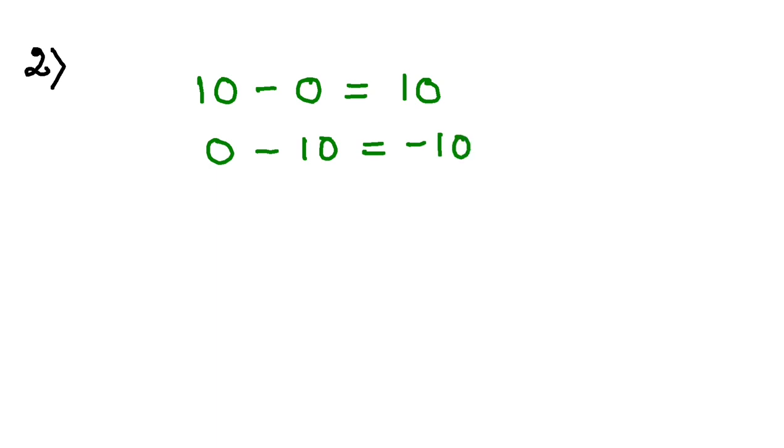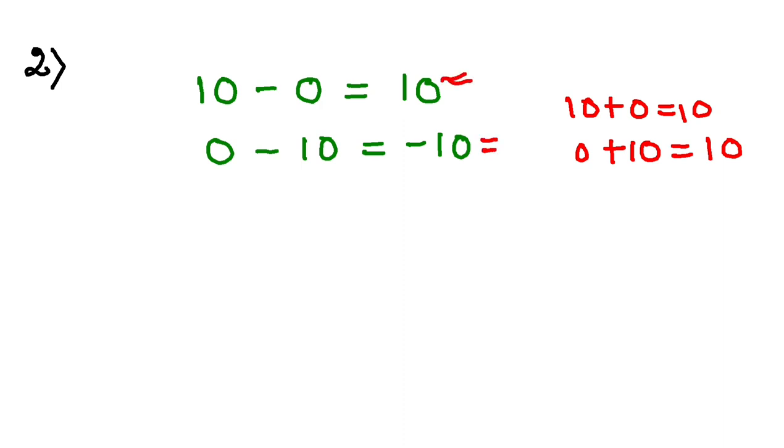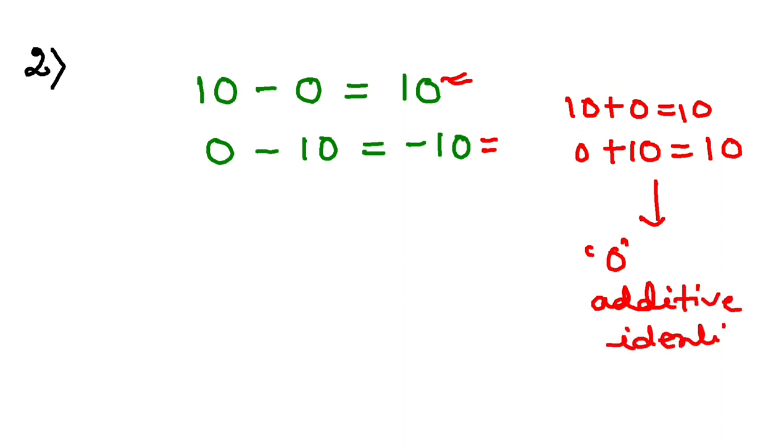Okay, but coming to the addition part, if I do addition, 10 plus 0 is 10 and 0 plus 10 is also 10. In both the cases I have 10, but here I have 10 and minus 10. So if you recall, 0 was called what? Additive identity, isn't it? Because in both the cases you will get 10.